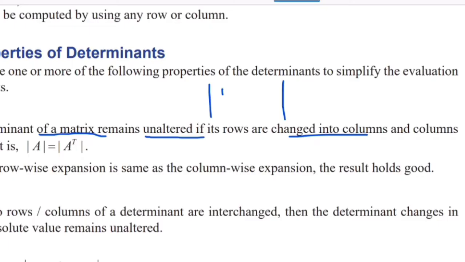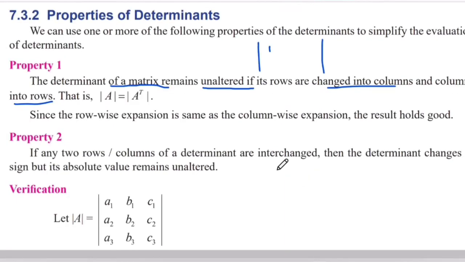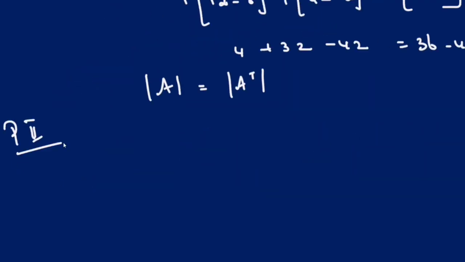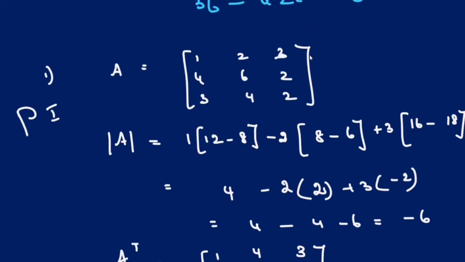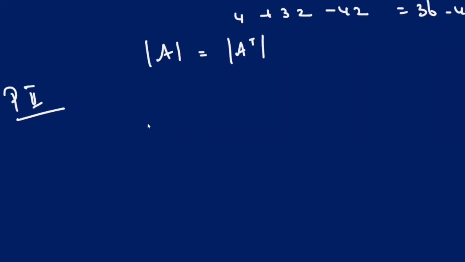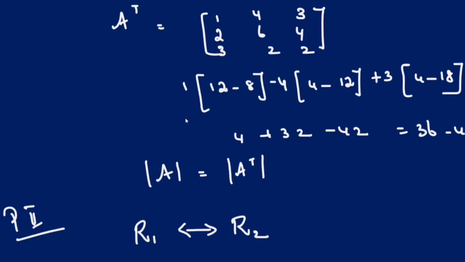That is the first property. Now the second property is, if any two rows or columns, whatever we are saying for rows is applicable for columns also, of a determinant are interchanged, the determinant changes its sign but its absolute value remains unaltered. That is, if you interchange any two rows or columns, say R1 and R2, this is the sign we use for interchanging. So I am going to interchange R1 and R2.